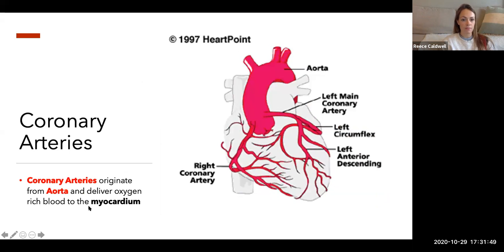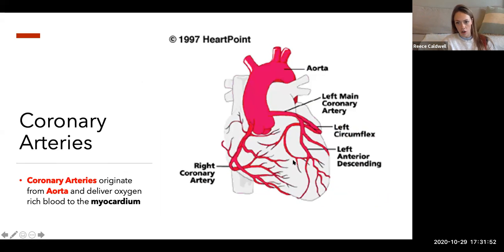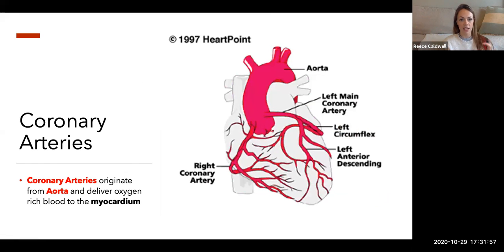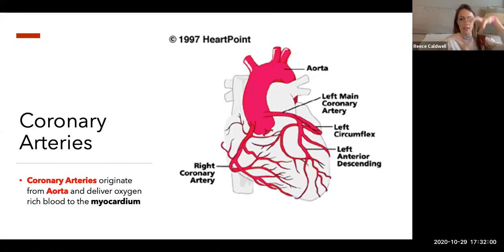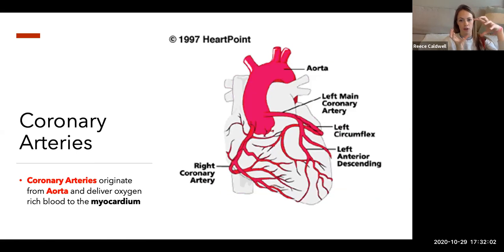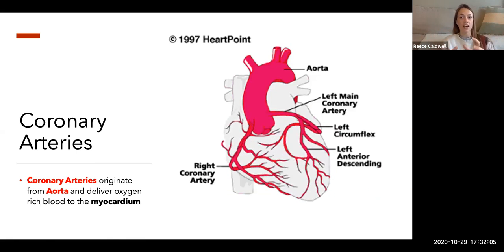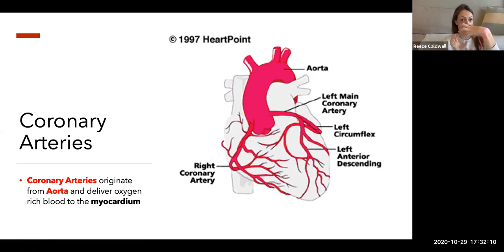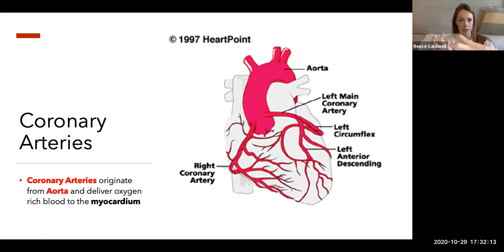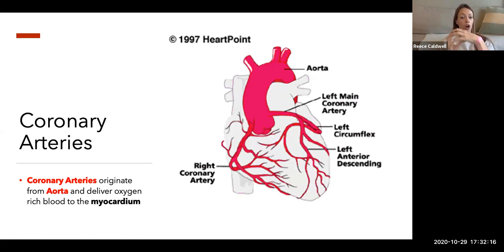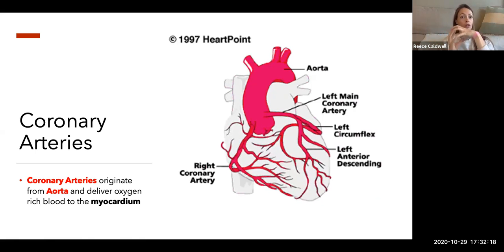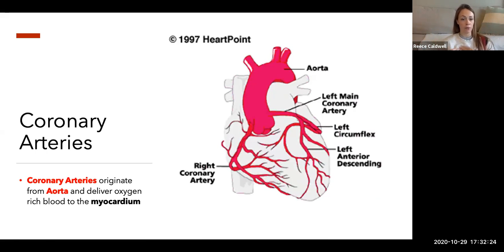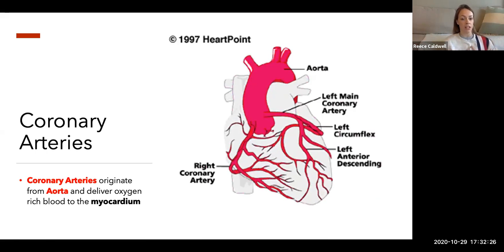So what that means is that the heart muscle itself, the myocardium, is going to have a different type of blood supply, and it's flipped. And this is where it gets confusing. And I know I for sure got this wrong when I was in lab. You're used to arteries carrying blood away, but whenever we're looking at the heart itself, it's the opposite. Arteries are carrying blood in. Veins, when we're looking at the cardiac veins, are carrying blood away. So coronary arteries originate from the aorta and deliver oxygen-rich blood to the myocardium.